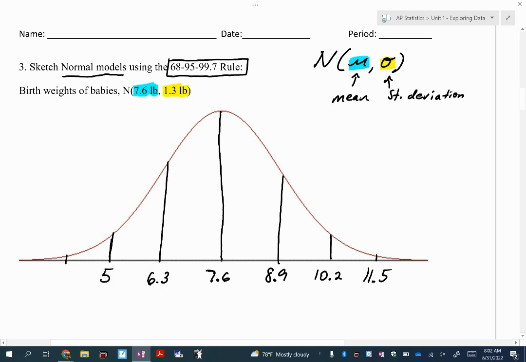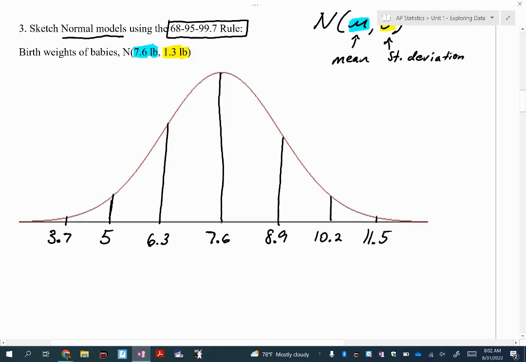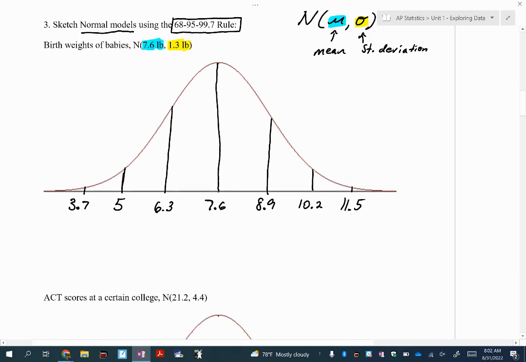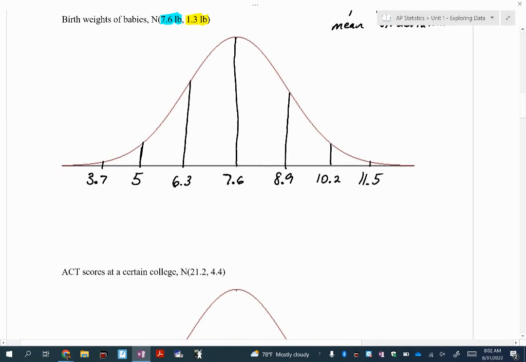5, and last one, 3.7. Okay, so now let me give you this in terms of the context of the 68, 95, 99.7 rule. And those are all percentages. So here's how I'm going to write the statement.